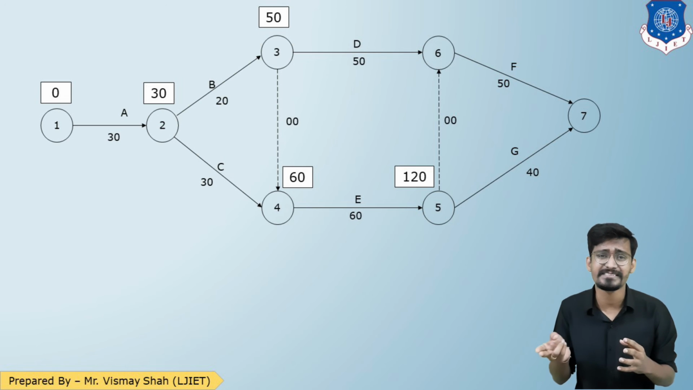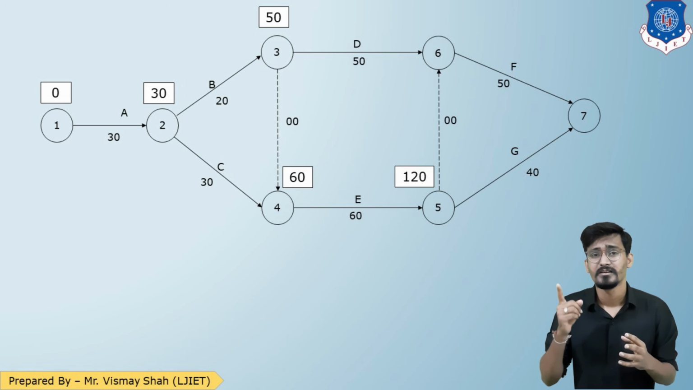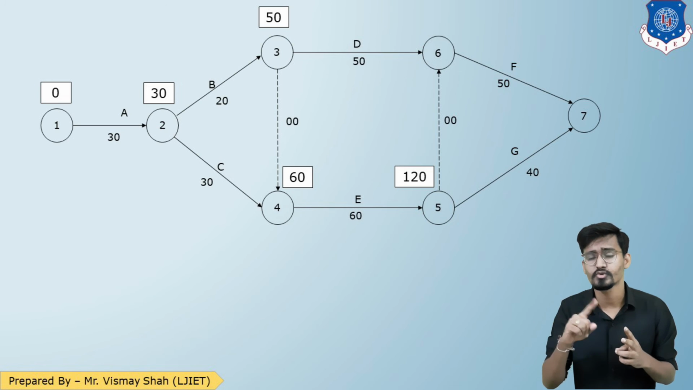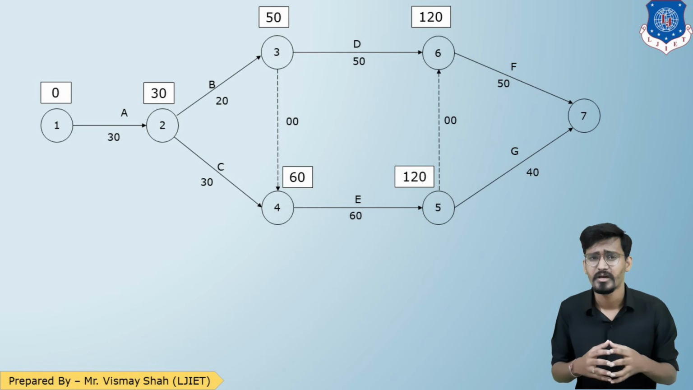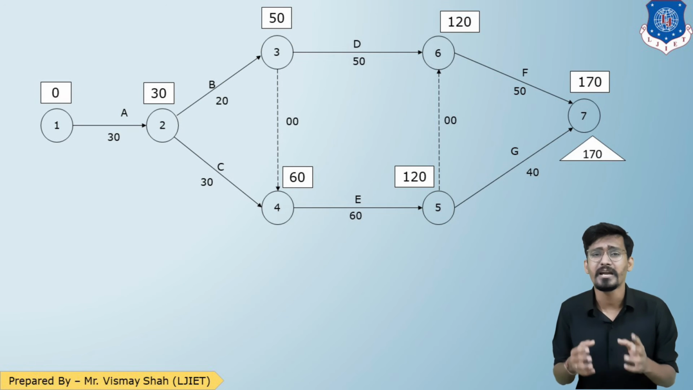Now for event number 6, we have two options. 2 to 6 and 5 to 6. So if I go from 2 to 6, 50 plus 60, 110. 120 plus 0, 120. So 110, 120. So maximum is 120. And for last event, there are two options, 120 plus 50 and 120 plus 40. So 120 plus 50 is 170. And now I have done backward calculation, that is reverse path.